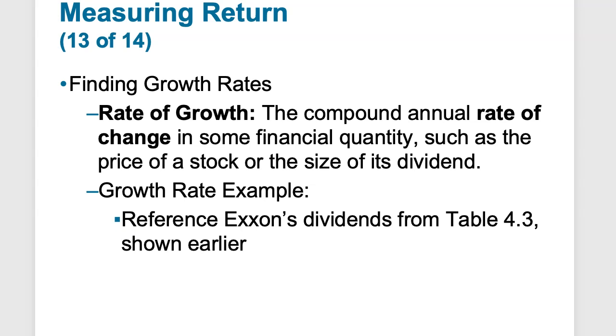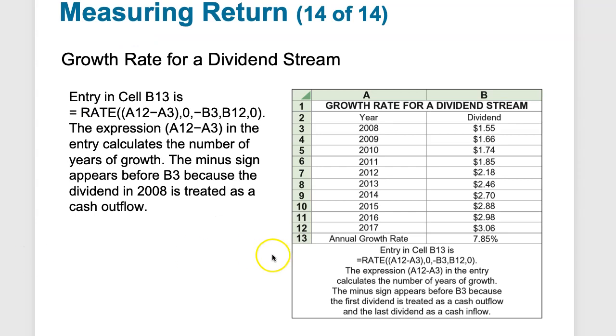So if we want to calculate the actual rate of growth on an investment, so this is the compound annual rate of growth. So it's a change from beginning to end. So this growth rate, let's go to the next slide. We could use, again, the rate formula. So if we have, say we're trying to look at the growth rate of a dividend, which is going to be important in later chapters.